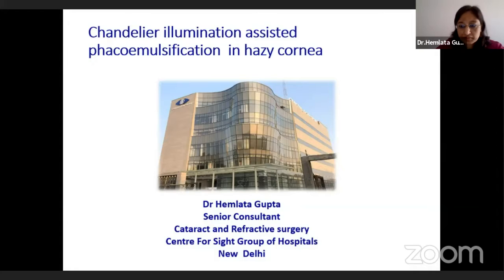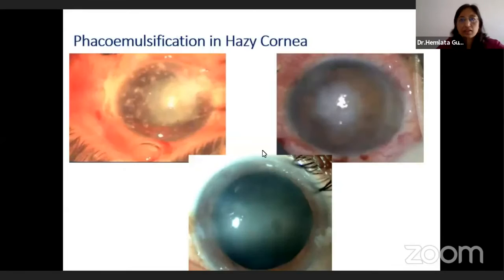So I think we all encountered such dense bad corneal opacities in our OPD practice. And doing phacoemulsification under conventional microscopic illumination, as Dr. A.G. has suggested, is really difficult because of the poor intraoperative visibility.